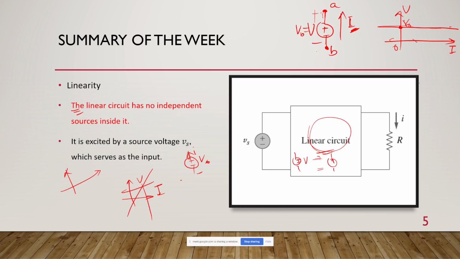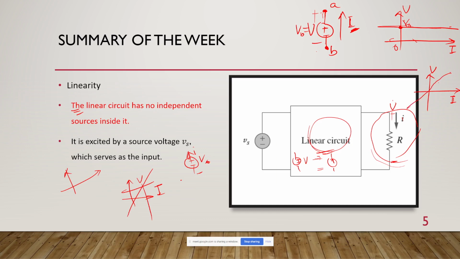Now, if you want to find the voltage to current relationship of a resistor, this is V, this is I. What will it look like? Take this resistor, for example. A current I is flowing through it, and this is the voltage across it. How will this characteristic look? A straight line passing through the origin. Correct.